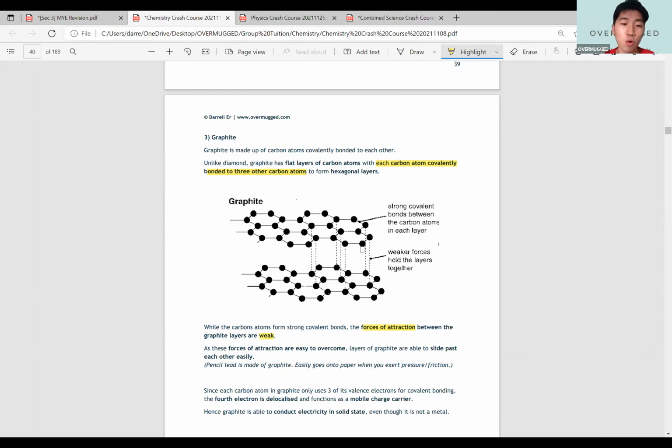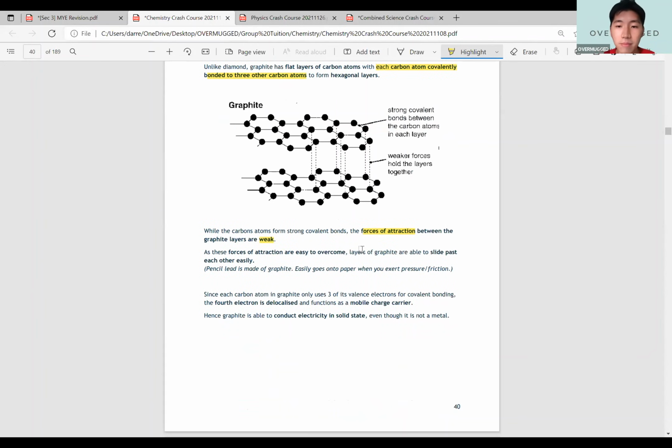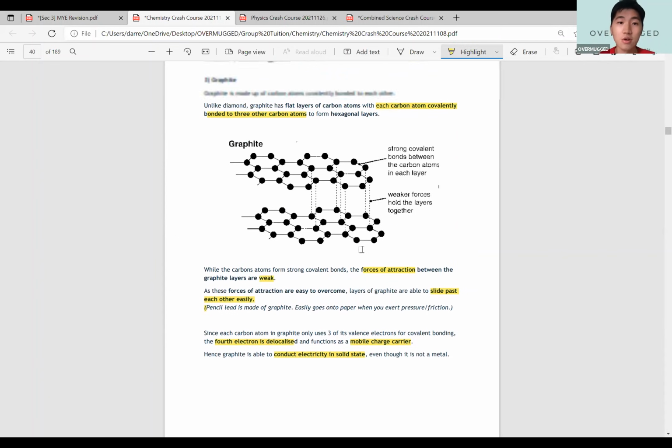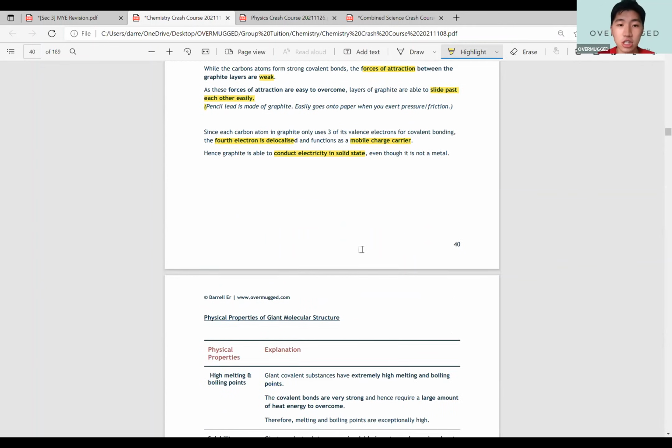But you also need to know that graphite, because of the way it is bonded, with one carbon bonded to 3 carbons, means there's a 4th electron that's free to run around. This 4th electron is actually able to conduct electricity for graphite. So far, what could conduct electricity? Ionic compounds in molten and aqueous states. Graphite is also able to conduct electricity. So these are your 3 giant molecular structures.